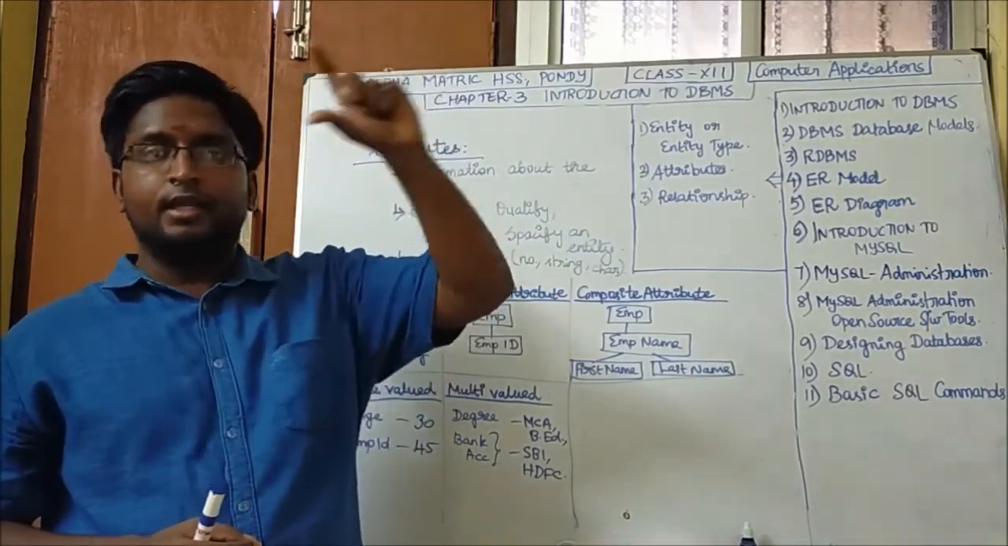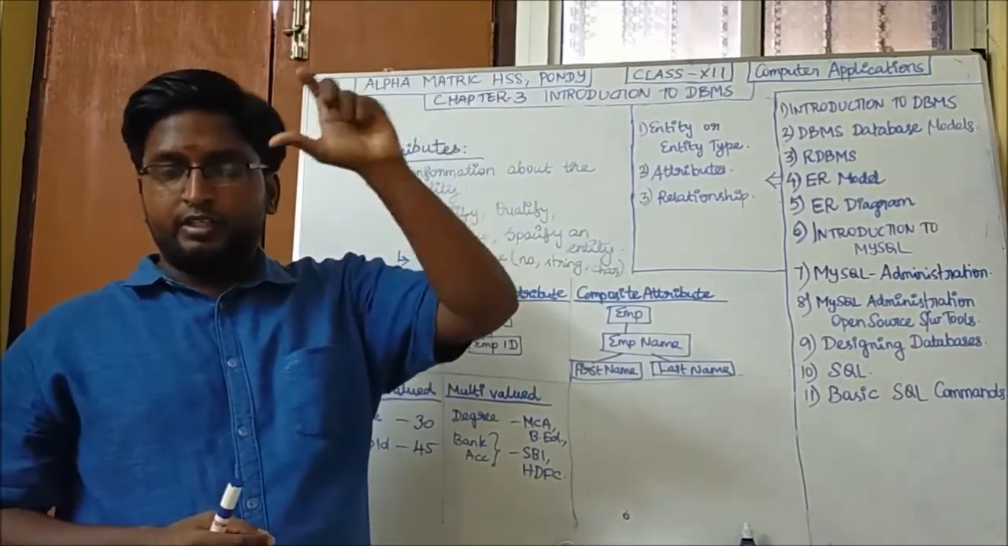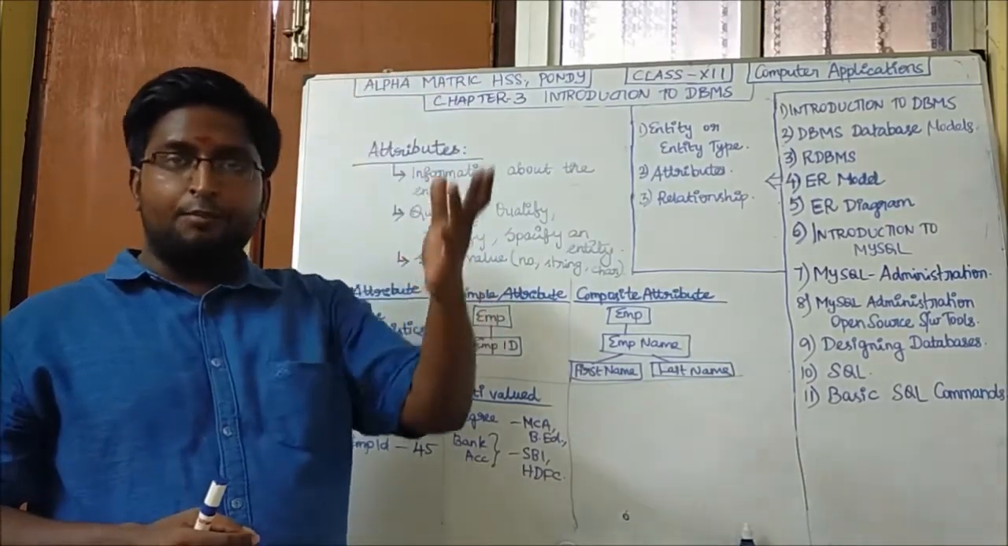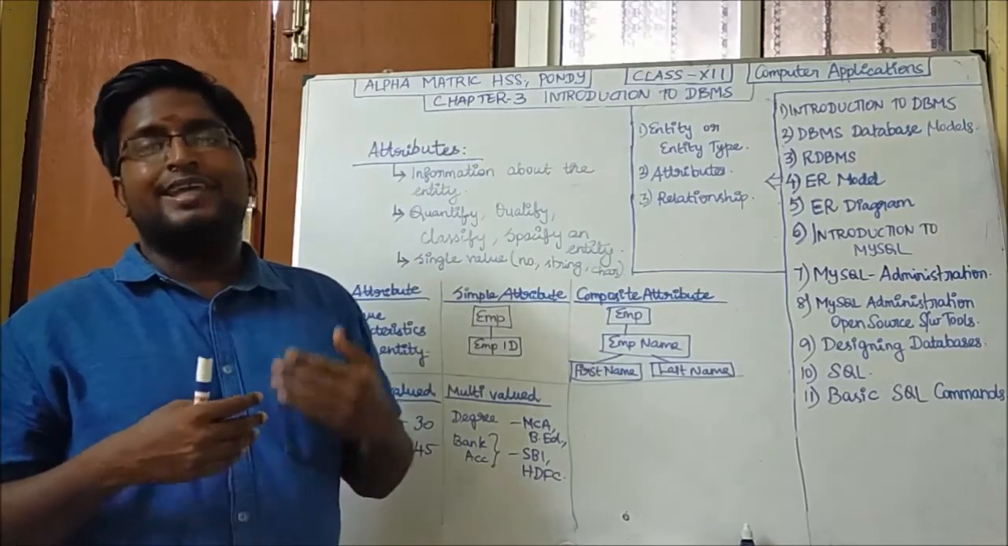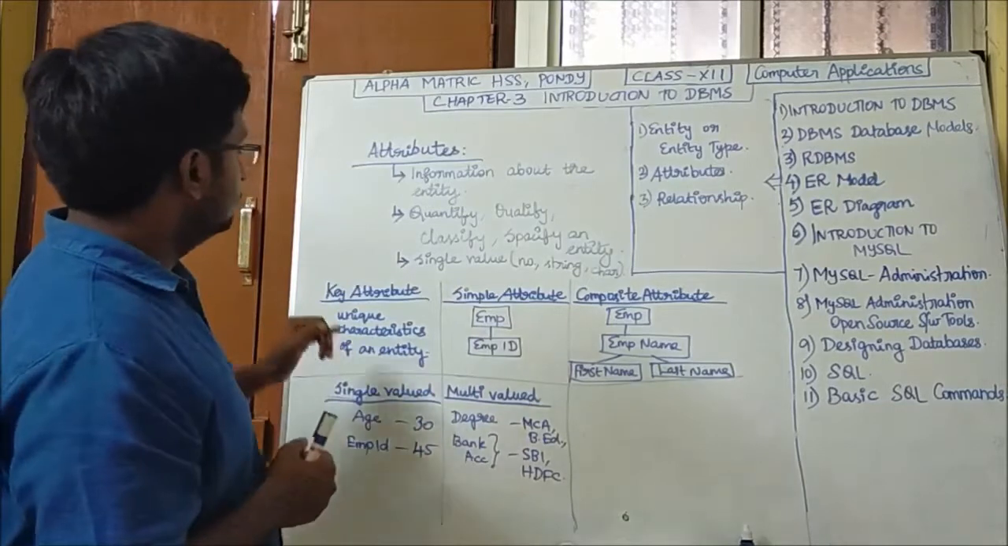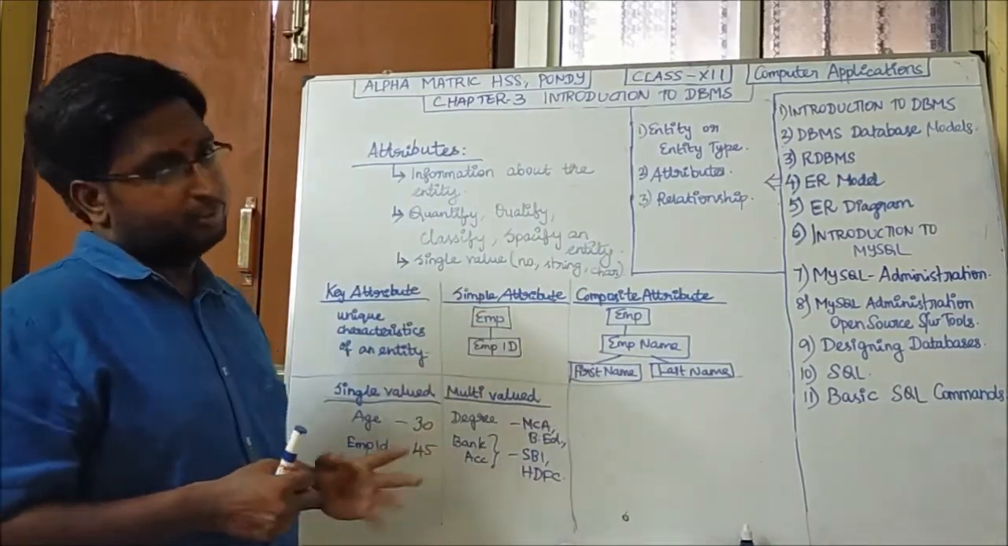The heading employee ID is an attribute. It is a single value. It can be either a number or a string or a character. A character is nothing but a single letter. So these are the types of attributes.